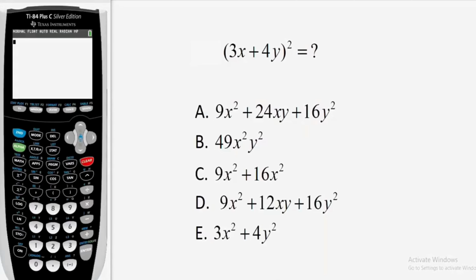In this video, we're going to learn how to solve this ACT maths question easily and fast using the TI-84 Plus scientific calculator. Alright, so let's get started, guys. As usual, we have to reset the calculator. Very important, which is the first thing you should do.